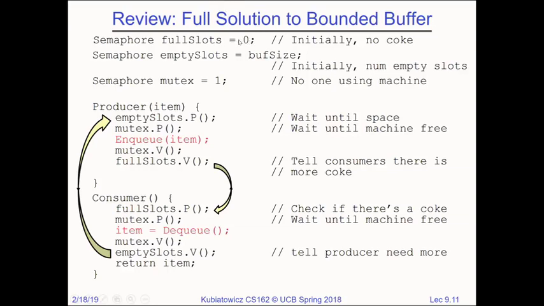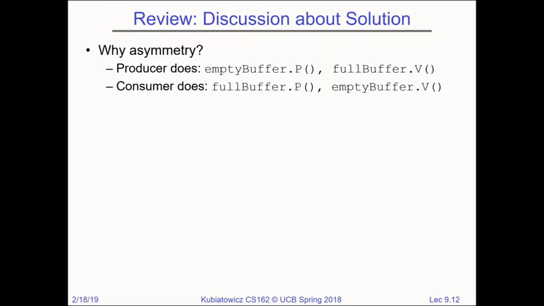Yes, you can absolutely use a semaphore set to 0 as a way to signal somebody. In fact, I think I showed last time the idea of a thread join made with a semaphore, right? Okay, so why is there the asymmetry? Well, that's because the producer checks for an empty buffer and then when he puts a can of Coke in, wakes somebody up, whereas the consumer checks for a full buffer and after getting a can of Coke, wakes up the producer. So we're using them in asymmetrical ways.